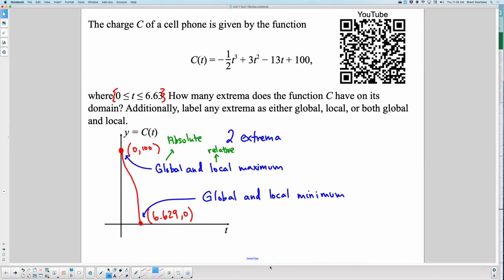Questions over how to graph with constraints, with restrictions? Any questions over that? Okay, let's move on to our next problem then.